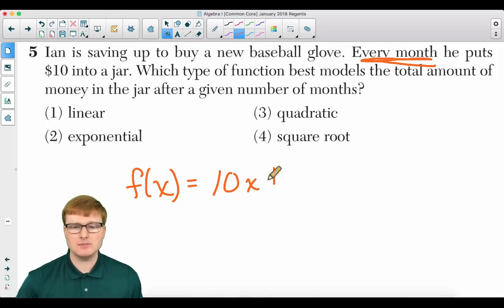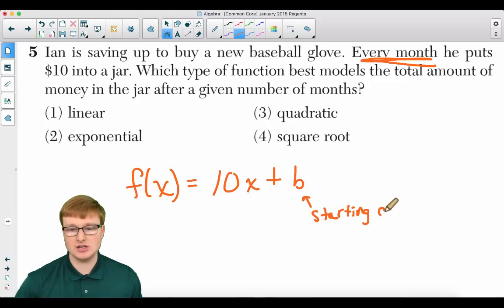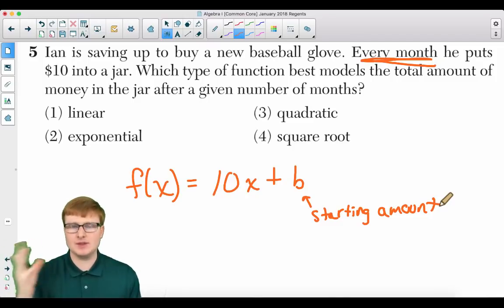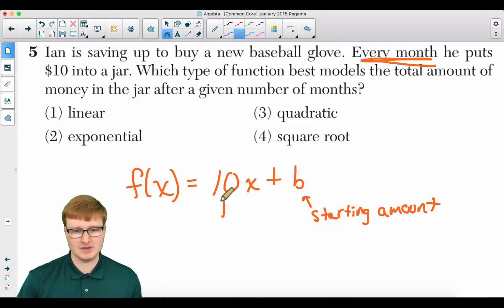So 10x plus any value of b, where b represents the starting amount, because we don't know how much money he began with. I mean, he could start with nothing. We don't know, it doesn't tell us. But I'm just making up the function that corresponds to this question. The 10 represents the constant rate of change.